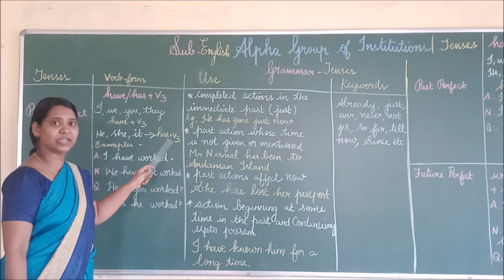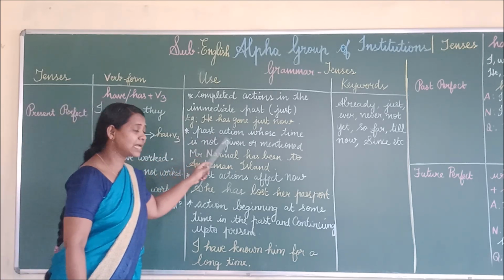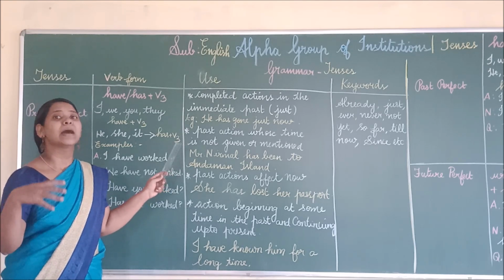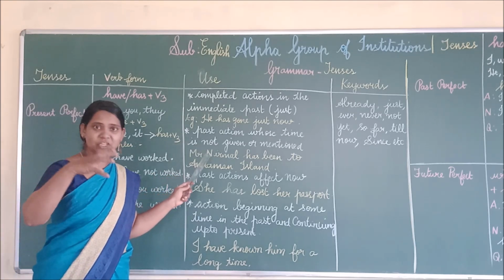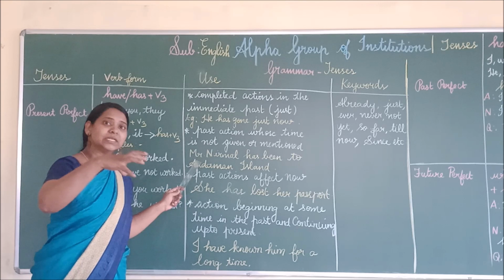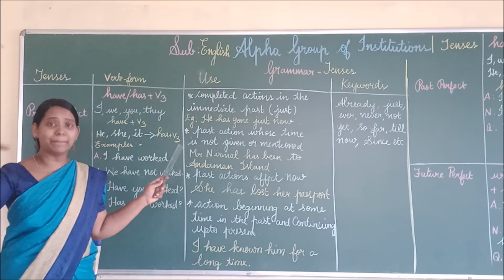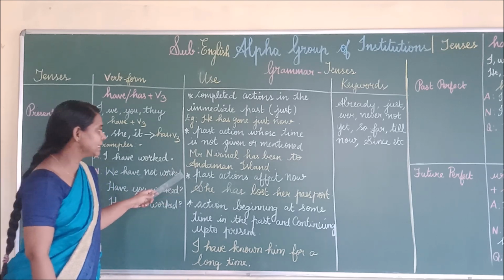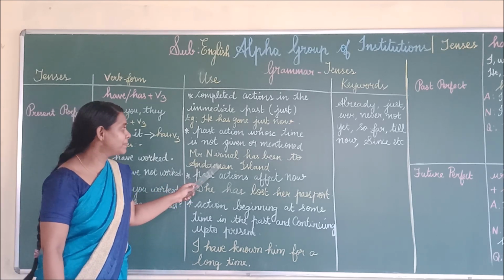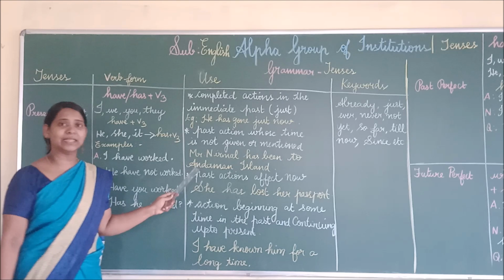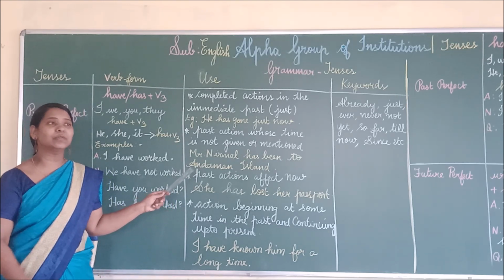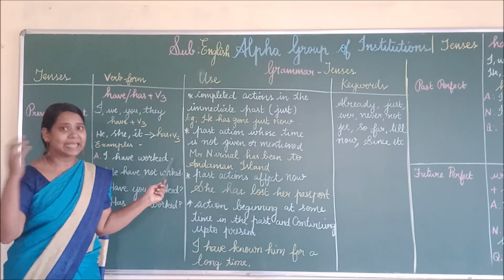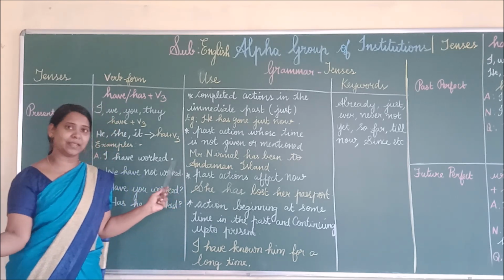And the second condition, or second case: a past action whose time is not given or mentioned, to indicate an action or activity which has completed but the time is not mentioned. For example, Mr. Nirmal has been to Andaman Island. Okay, we know that he has been to Andaman, but we don't know when he has been to Andaman.